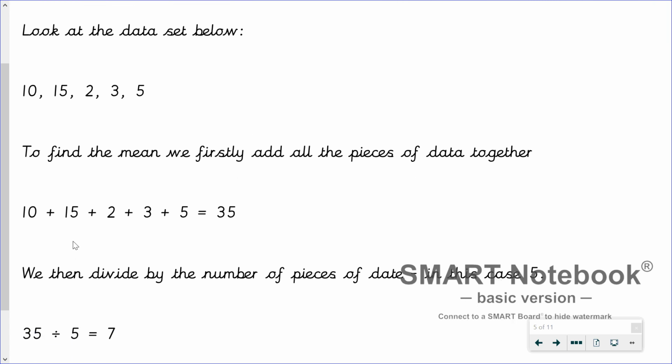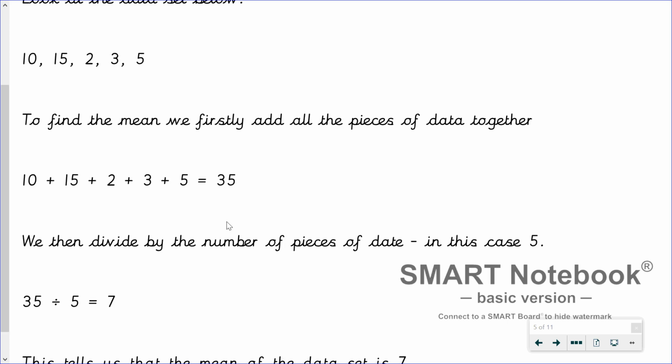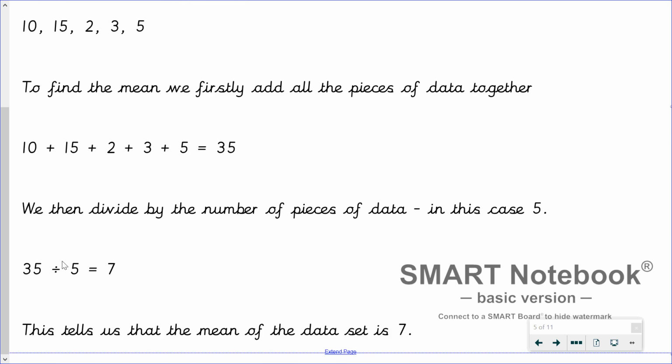So 10, add 15, add 2, add 3, add 5 equals 35. Then we divide by the number of pieces of data. So we had 1, 2, 3, 4, 5 pieces of data. So we divide our total by the number of pieces, which was 5. So 35 divided by 5 is 7. So this tells us the mean of the data set is 7.